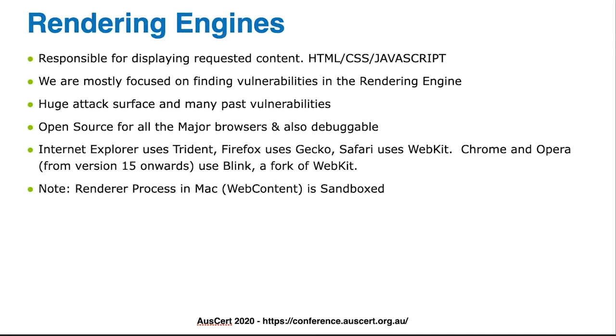In this talk, we are mostly focused on WebKit, which is the rendering engine of the browser. So what is the rendering engine? The rendering engine is responsible for displaying the requested content, which could be HTML, CSS, JavaScript. We are mostly interested in finding vulnerabilities in the rendering engine because it has a huge attack surface and many past vulnerabilities. It's also open source for all the major browsers, and also debuggable. So you can build a debug version of the rendering engine and debug it. The rendering engine used for IE is Trident, for Firefox it's Gecko, and for Safari it's WebKit. Chrome and Opera use Blink, which is a fork of WebKit. It's important to know that all these rendering engines are open source.